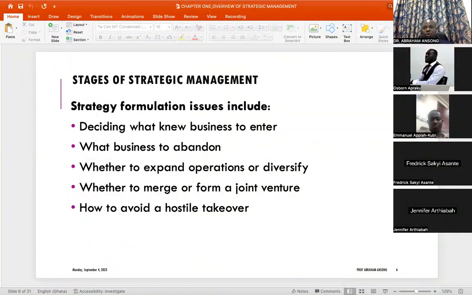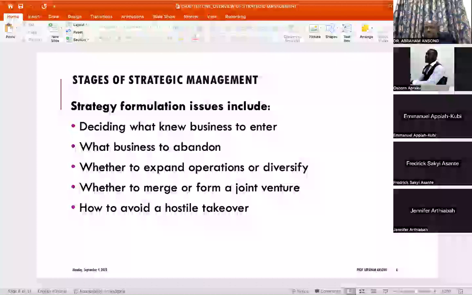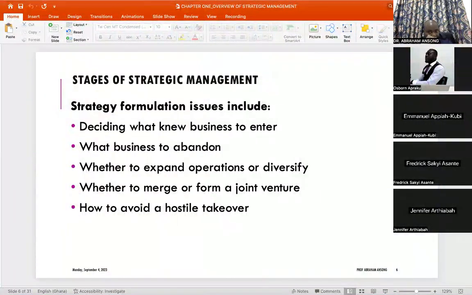So beside this core stuff, under strategy formulation too, you'll be making some key decisions in the following areas. When you are formulating a strategy, most of the time it borders on these issues. One, you're making a decision whether you want to enter a new business or not, all right? So there's some correction. It's not new, it's new business. All right. So it's a decision that you have to make whether you want to enter into a new business or you don't want to get into a new business.